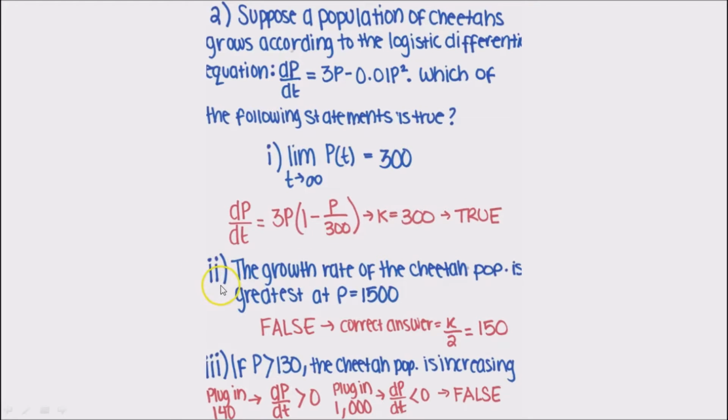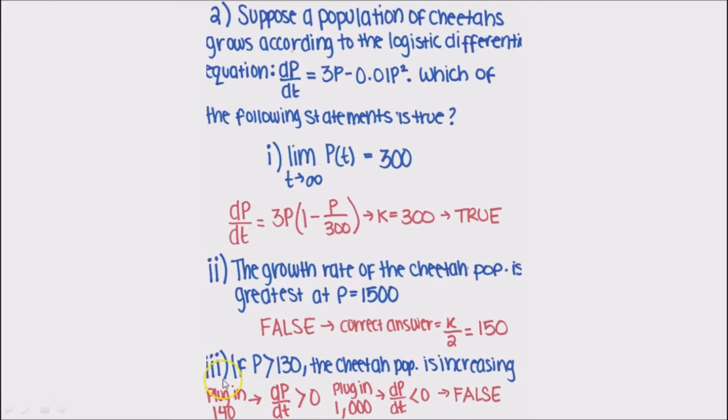The second statement is the growth rate of the cheetah population is greatest at P equals 1500. So we just did a problem like this in number 1, it was part D, and we know that the population is growing the fastest at K over 2. So we know that K is equal to 300, and if we divide that by 2, we get 150, which is not 1500. So this must be false.